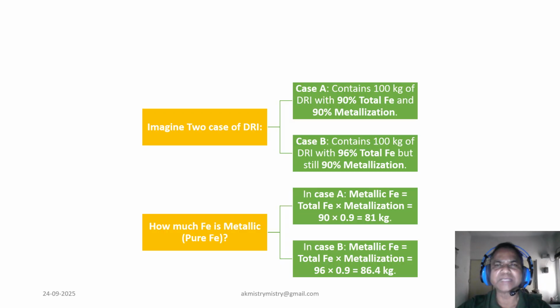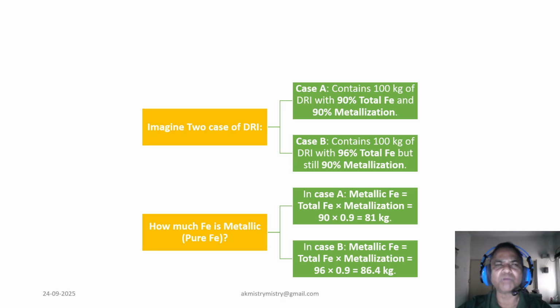So we can say that another phase is left in our calculation, which is the iron left as FeO. This is the unreduced iron, which is 10% of the total Fe, since metallization is 90%. So in case A, the FeO is the total Fe, that is 90 kg, multiplied by the unreduced fraction 0.1, which equals 9 kg of FeO. In case B, FeO is the total Fe 96 multiplied by the unreduced fraction 0.1, which results in 9.6 kg.